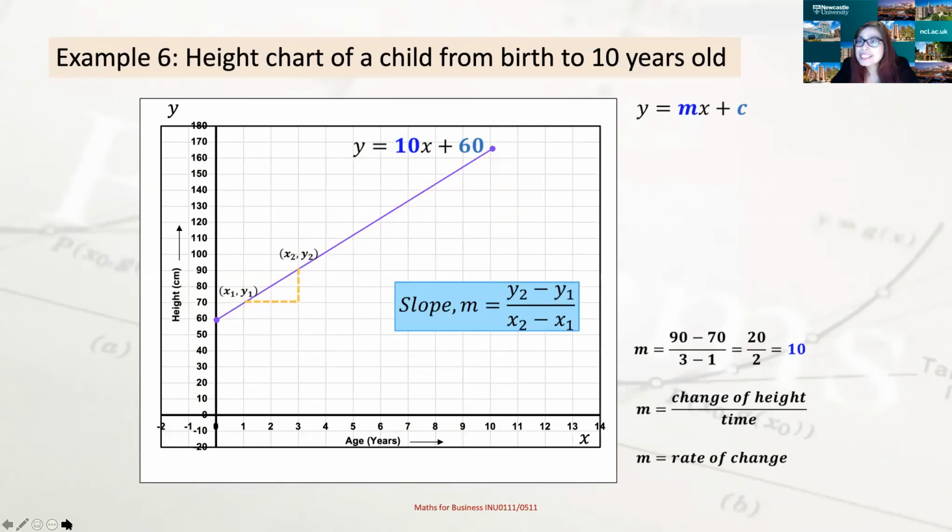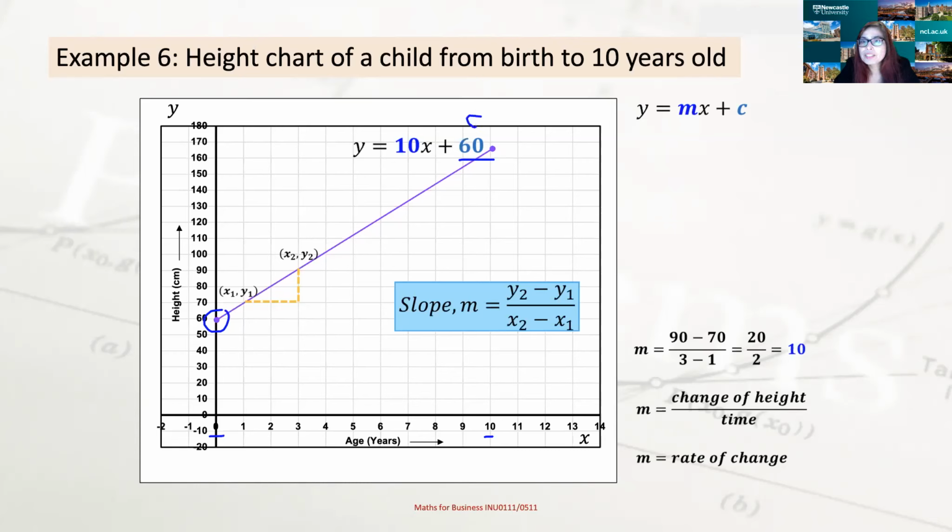How do we interpret the y-intercept? Let's take the same example, height chart of a child from birth, from 0 years to 10 years. What is the y-intercept here? Where does the line cut the y-axis? It cuts at 60. Look at that, it's so beautiful, 60. So that's your intercept c.